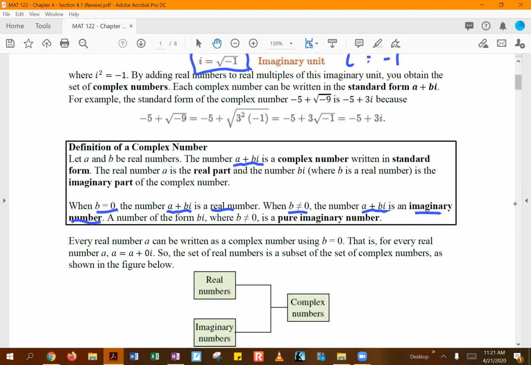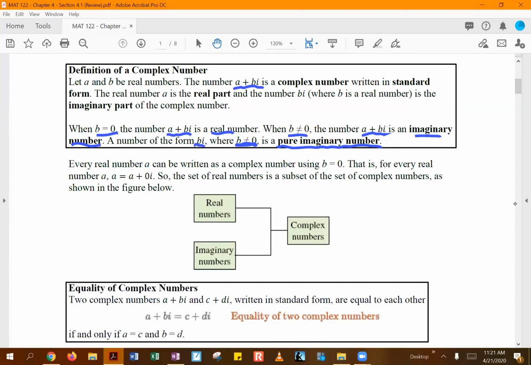And then if you only had the number in the form of bi, which of course means a would be 0, and your b value is not 0, then that's when we say you have a pure imaginary number. So the idea that you're putting both real and imaginary parts together is what makes it a complex number. You can think about complex numbers as your larger set, which we can break apart into two subsets, real numbers and imaginary numbers. And of course, we're familiar with real numbers because most of the time, that's what we're working with.